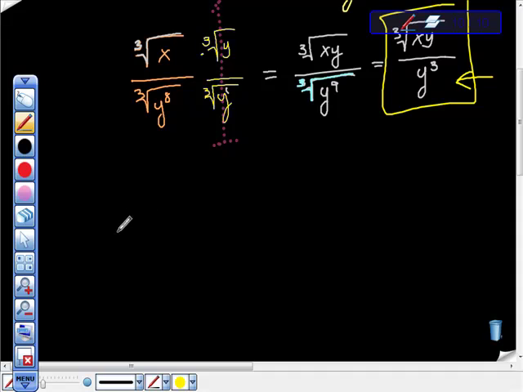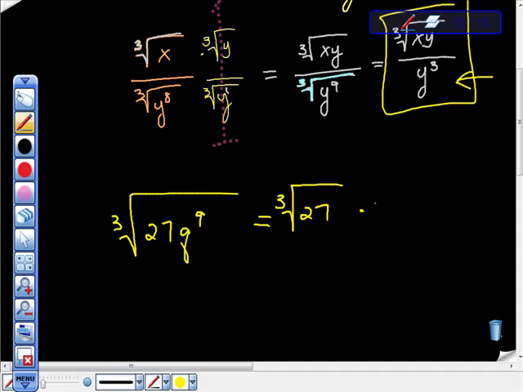Here's something that's just really simple to look at. Take something like the third root of 27q to the ninth power. We can say that that's the same as the cube root of 27 times the cube root of q to the ninth. 27 times q to the ninth is 27q to the ninth. What is the cube root of 27? The cube root of 27, of course, is 3. And what is the cube root of q to the ninth power? Well, it's 9 over 3, which is q to the third. So q to the third power.